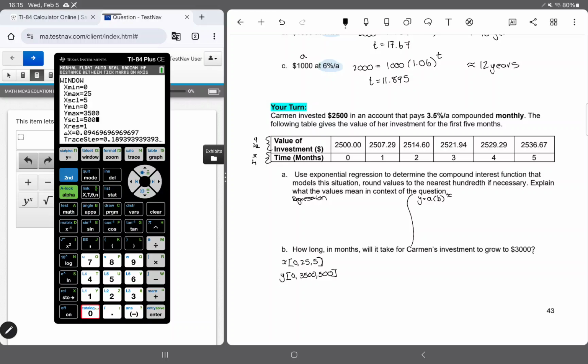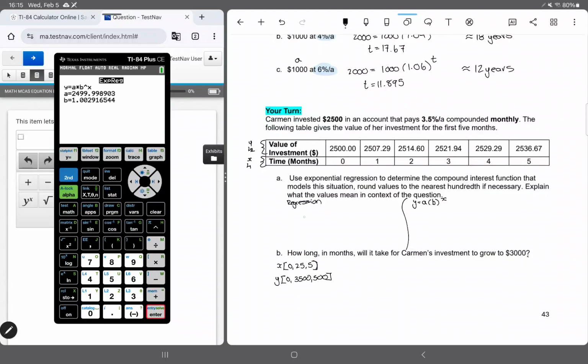Alright, so we're going to go back into stat, calc, exponential regression. Store our regression into y1. And there's our regression. So we get y equals, we're going to round to 2,500, times 1.0029.